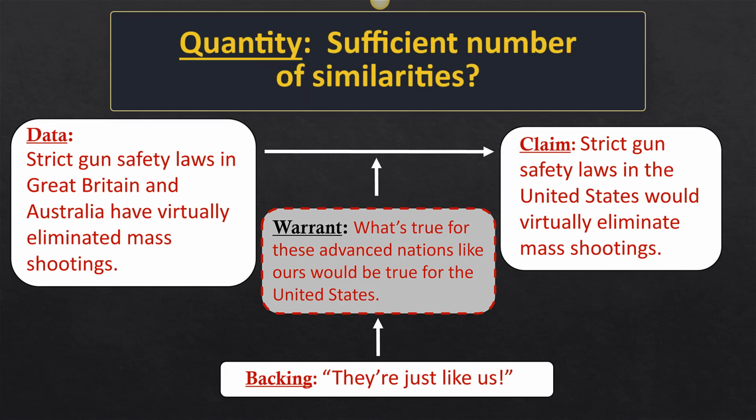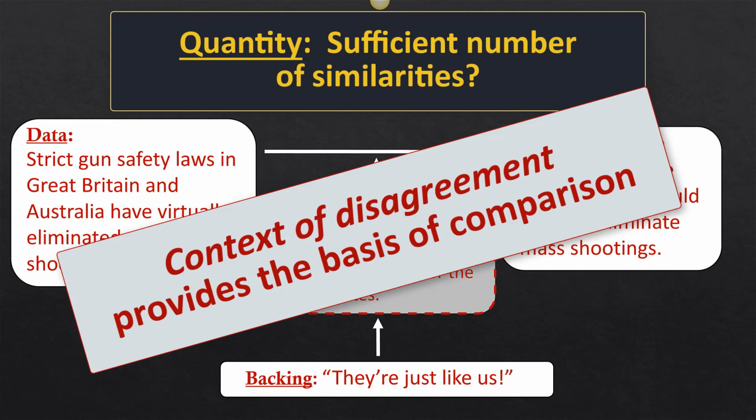Let's get to the test of quantity. Are the similarities sufficient in number to make a sound comparison? Now, in this case, you'll notice that President Obama doesn't provide a whole lot of explicit backing to establish why Great Britain and Australia on the one hand and the United States on the other hand are sufficiently similar. That's what's going to be true for those other nations will be true for ours. So we need to think about the context of disagreement and try to unpack how President Obama is presuming that his audience of American citizens is going to be able to infer these similarities.